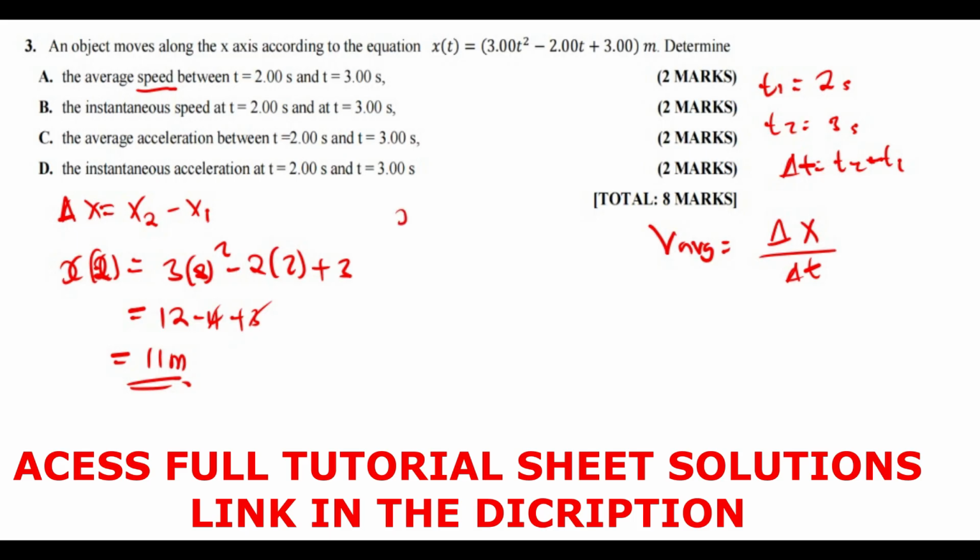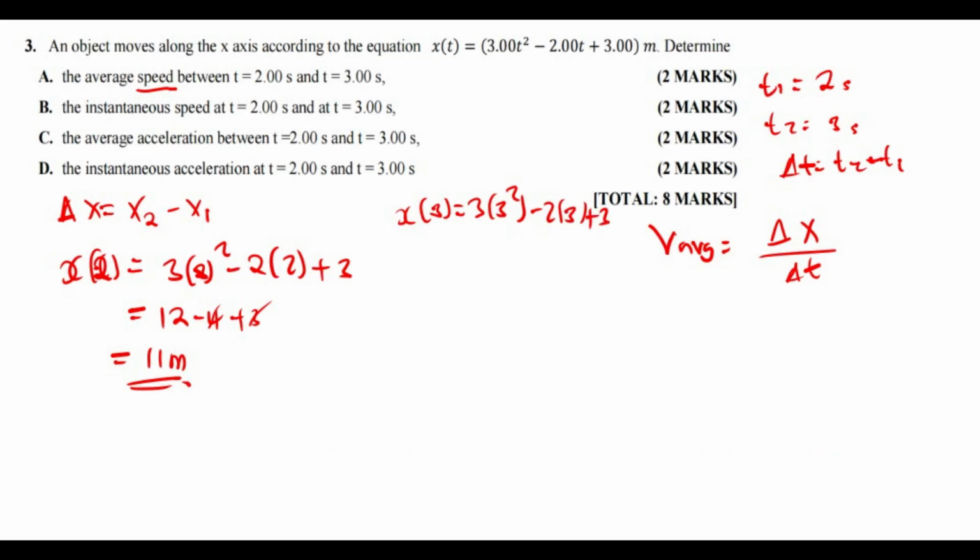What of when t is equal to 3? It will be 3 times 3 squared minus 2 times 3 plus 3. That squared is going to be 9. 9 times 3 is 27, minus 6 plus 3. So this guy and this guy, they'll give me negative 3. Then 27 minus 3.